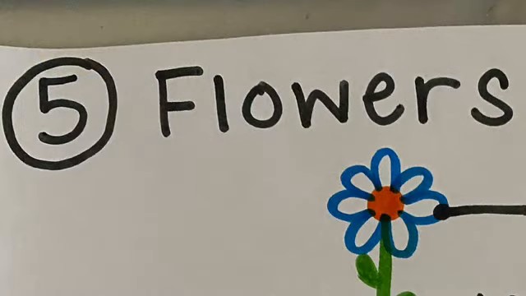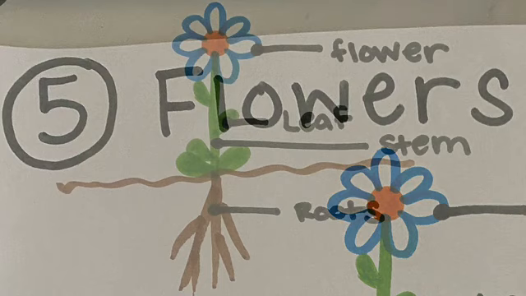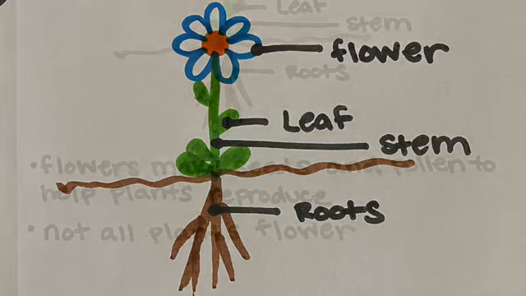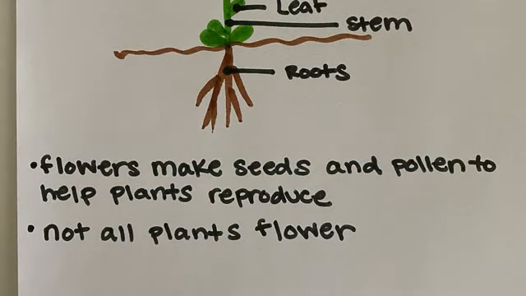Our fifth stage of the plant life cycle is the flower or flowering stage. And as you can see from the picture, we have the roots, leaves, and stems that we've talked about in our previous stages, but now the flower has started to develop. And flowers are in charge of making seeds and pollen to help the plants reproduce. And remember, reproduce means to make more of the plant.